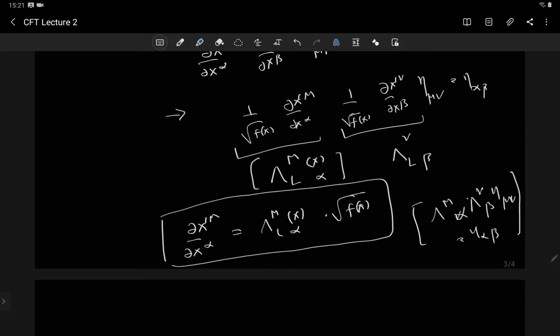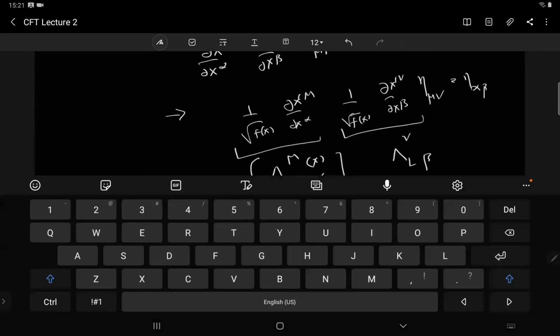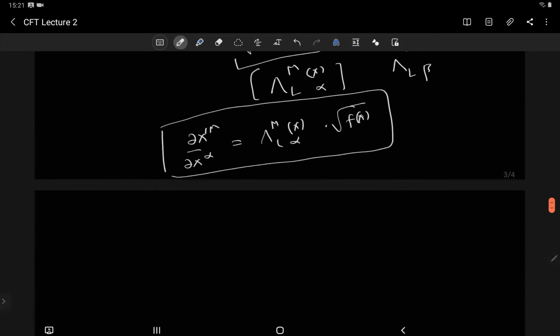But of course, this is not the full solution, because we have to integrate this. We have to see when this equation can be integrated, because we want a transformation. This is just a derivative. We want to know when you can integrate this and find x' as a function of x.